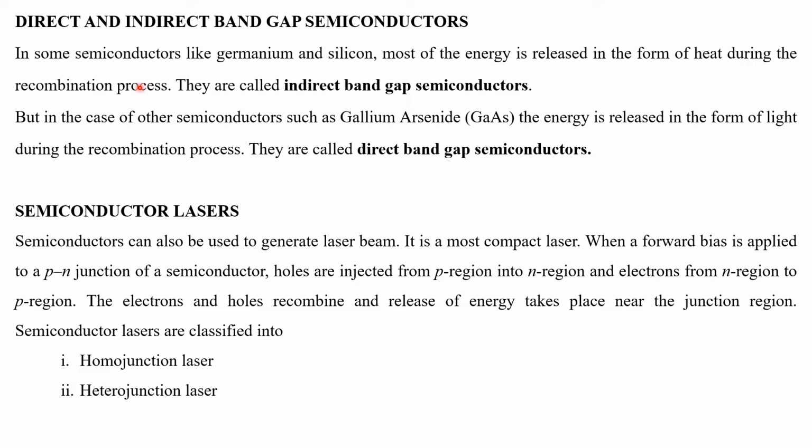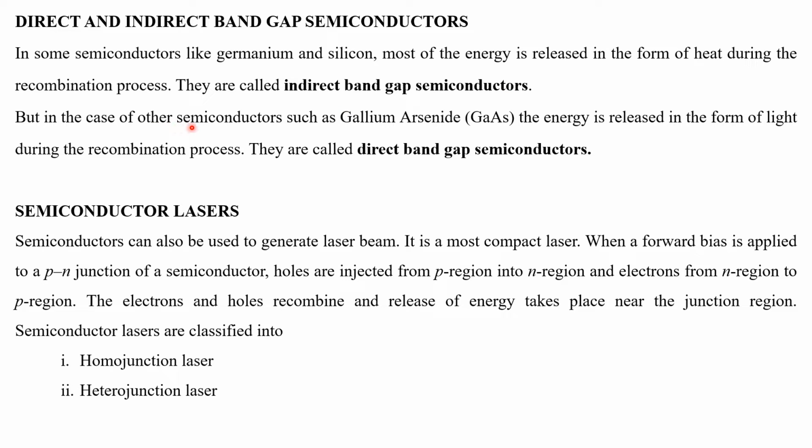Now we are going to see briefly the difference between direct and indirect bandgap semiconductors. In some semiconductors like germanium and silicon, most of the energy is released in the form of heat during the recombination process. That is, when the electrons combine with the holes, the energy will be released. They are called indirect bandgap semiconductors.